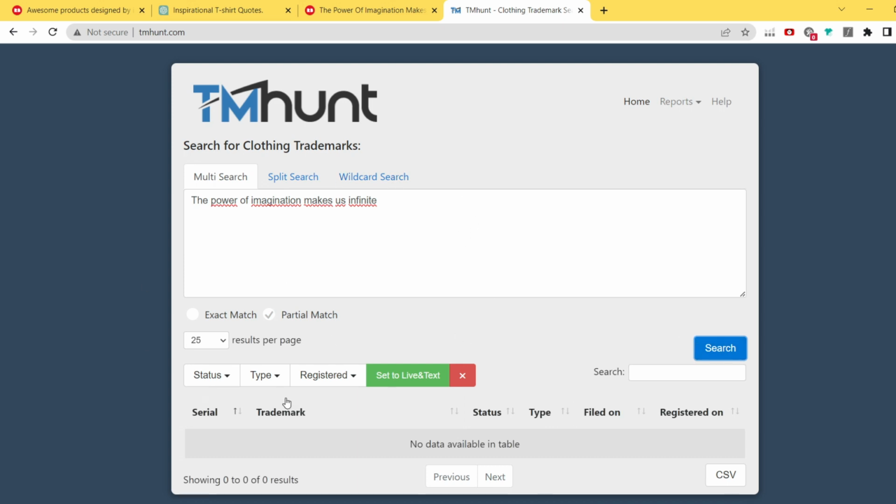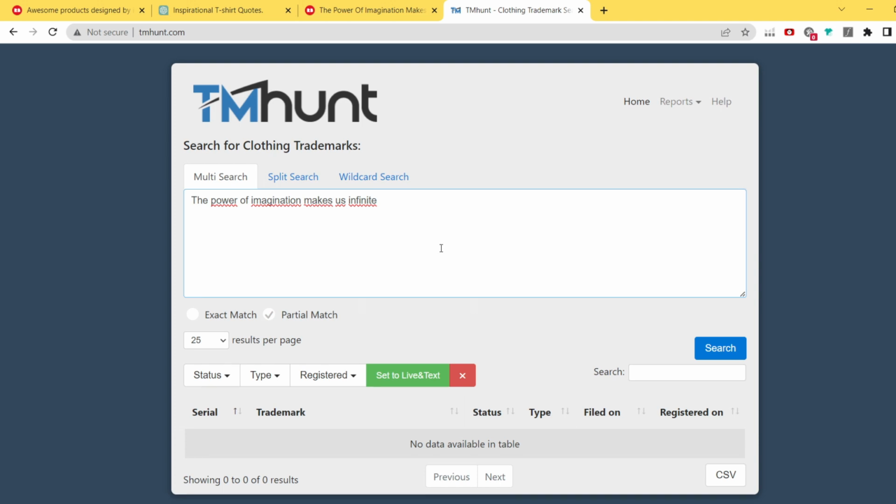Also, I don't see any results here. And yeah, so it probably means you can use it. If you don't know what TM Hunt is, this is actually a super simple trademark hunter for clothing trademarks. So for all trademarks with the type of 25, 25 is the trademark class in the United States that stands for all of the clothing. So you have footwear, t-shirts, sweatshirts, probably most of the products you can sell in print on demand.